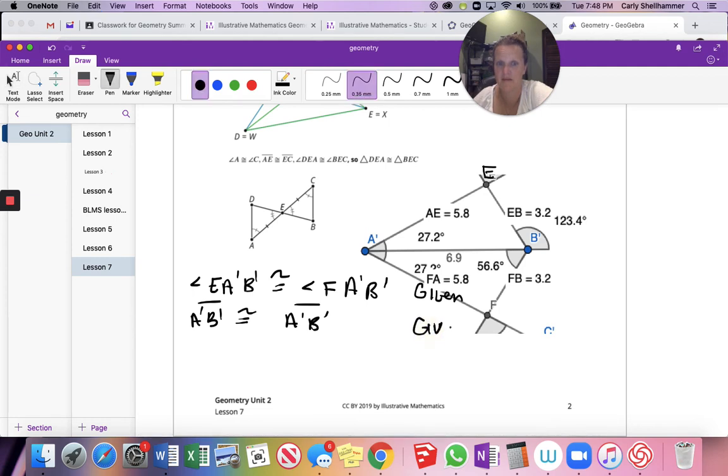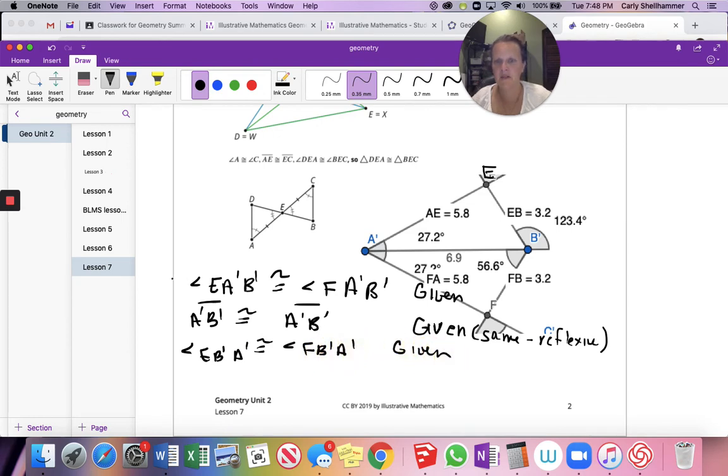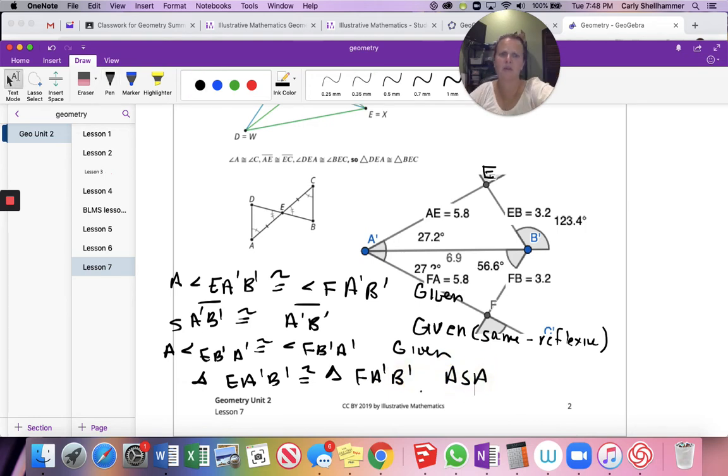Let's try that again. You could also say it's the same, or you could say it's reflexive. Either one works. And then we're going to go to the other angle. We have angle E, B prime, A prime is congruent to angle F, B prime, A prime because it's given. Okay, we just did angle, side, angle. So now I can say that triangle E, A prime, B prime is congruent to triangle F, A prime, B prime because of ASA. So we just did a really basic and simple proof, right?